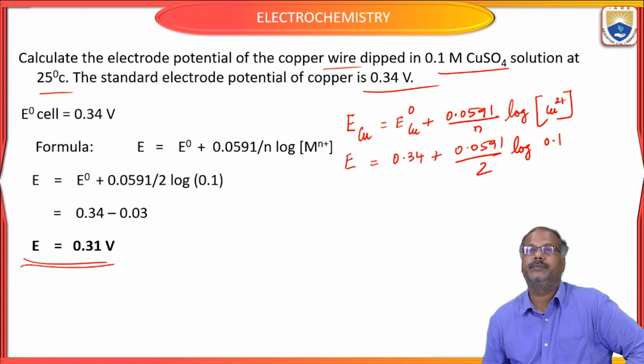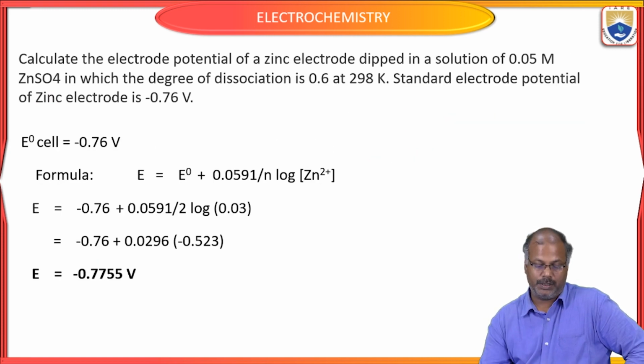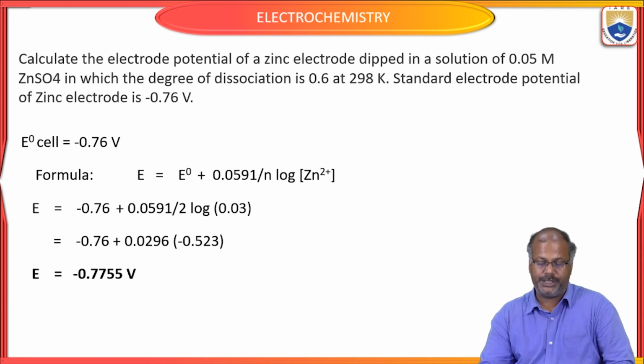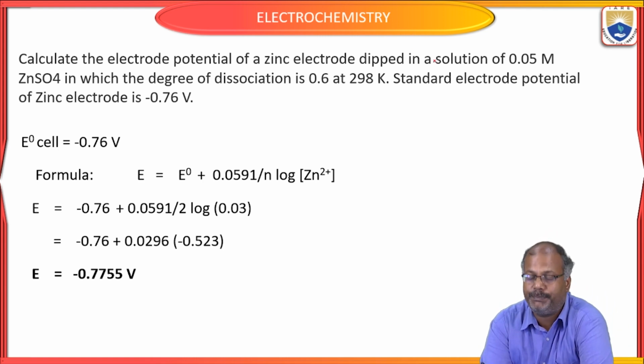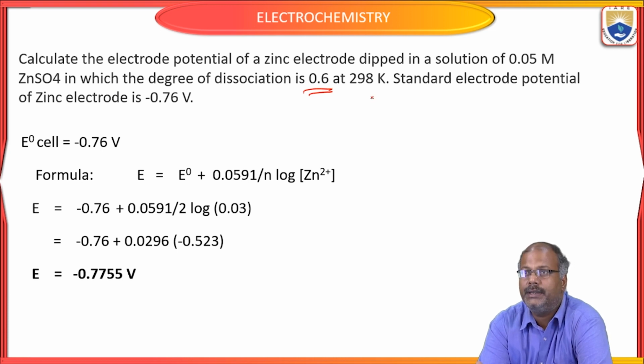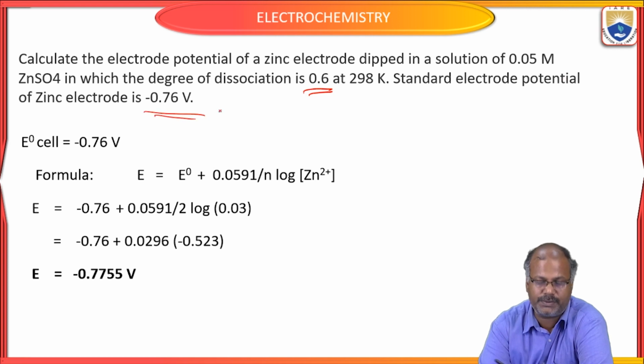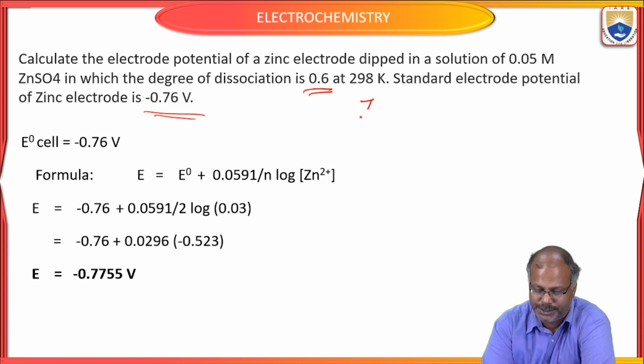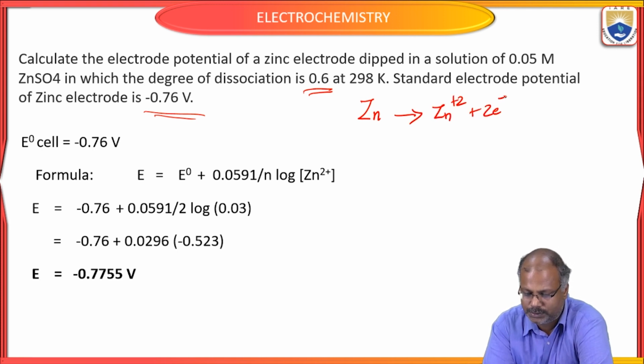Next. Calculate the electrode potential of a zinc electrode dipped in a solution of 0.05 molar zinc sulfate, in which the degree of dissociation is 0.6, at 298 Kelvin. The standard electrode potential of the zinc electrode is minus 0.76. For example, zinc gives Zn 2 plus plus 2 electrons. This is oxidation.